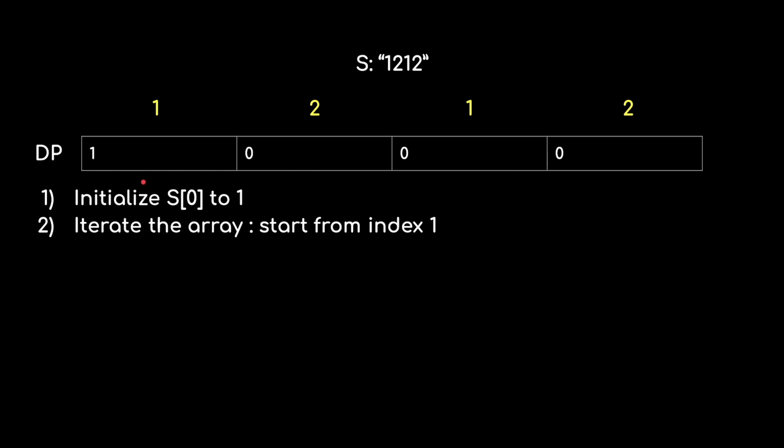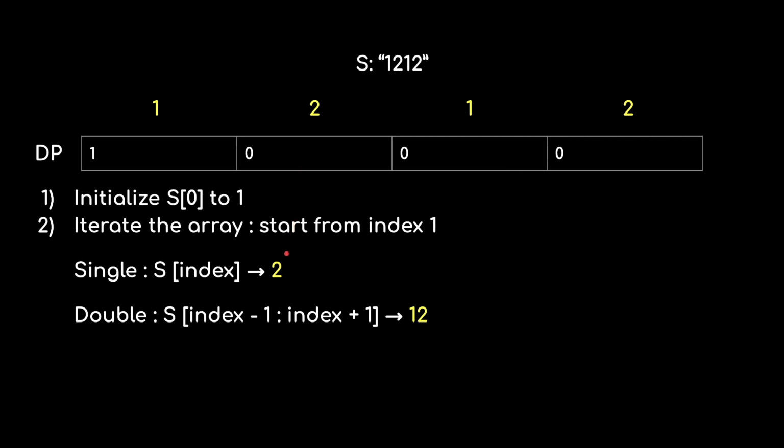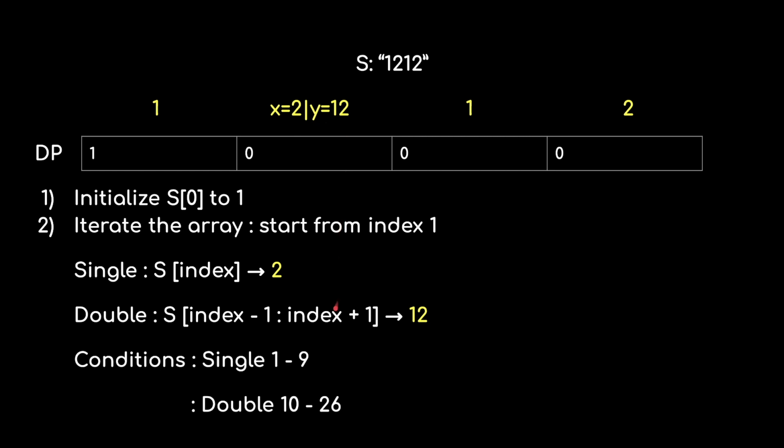The second step is to iterate over the array, and we will start with the first index. And in that for loop, we have two variables, single and double. Single stands for a single digit and double stands for a double digit. So the single digit at this index is 2, and the double digit at this index will be 12. So now that we have x equal to 2 and y equal to 12, we are going to check certain conditions. And the conditions are that the single digit has to be between the values 1 and 9, and the double digit has to be between the values 10 and 26.